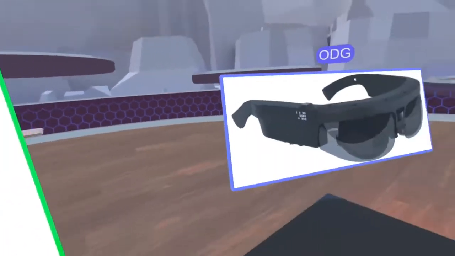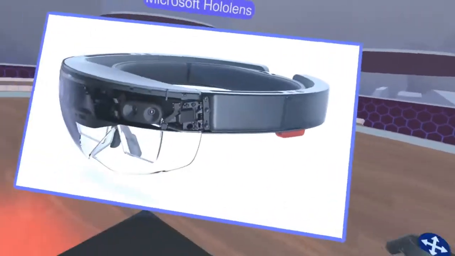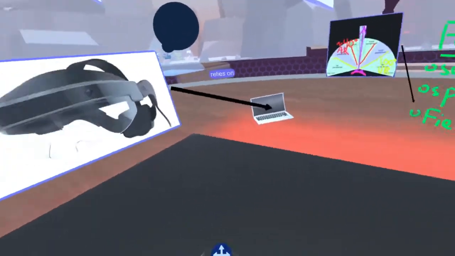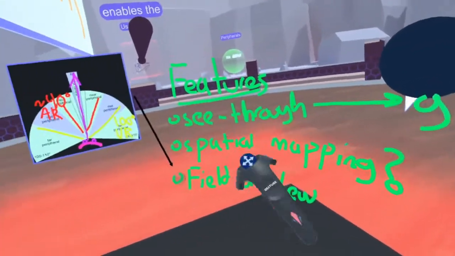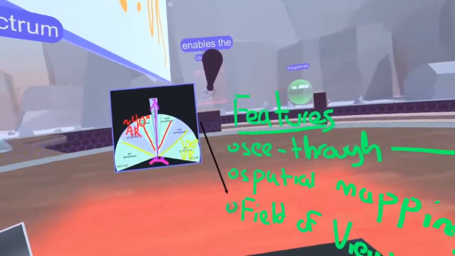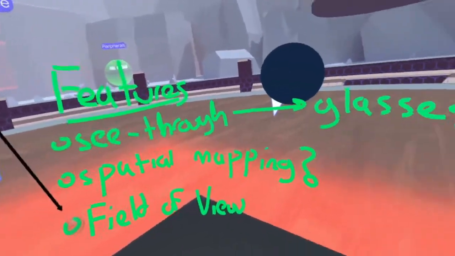Here's a third. All right, I'm going to give it away. They're glasses. They're not goggles. That's the critical thing about augmented reality. It is see-through. You put it on your head, but you can still see and interact with everything in your real world, including people.